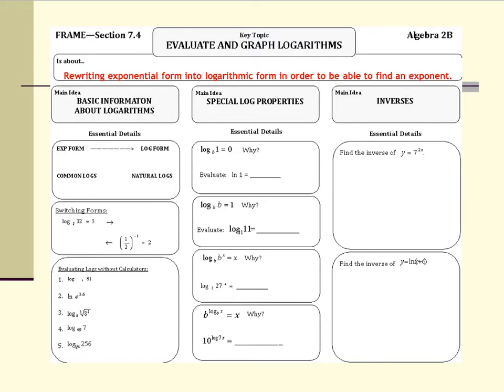So look at your frame here. Let's look at our frame. Evaluate and graph logarithms is about rewriting exponential form into logarithmic form in order to be able to find an exponent. So make sure you've got that filled in: rewriting exponential form into logarithmic form in order to be able to find an exponent.